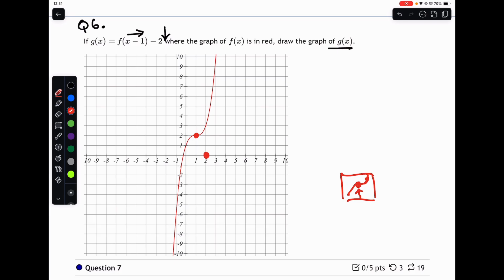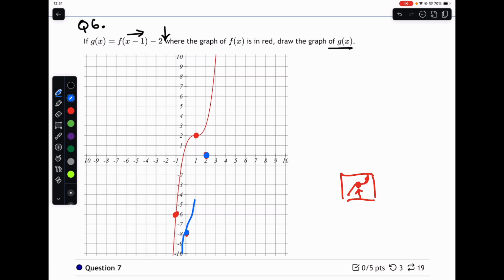And then using any other point, for example, let me find this one over here on the left, that one right there. 1 unit to the right and 2 units down, we'll move it there. I probably should have done it in a different color. Let me do it in blue instead.